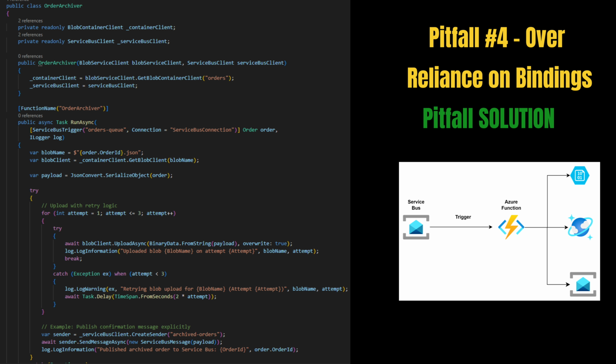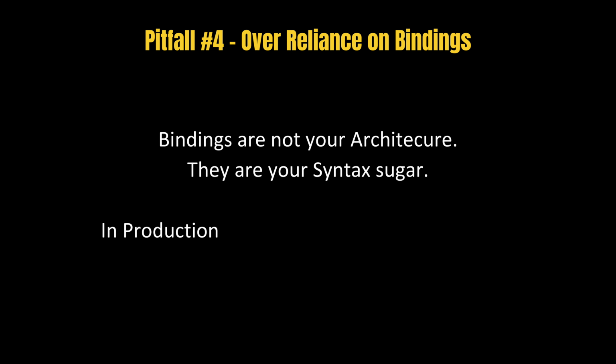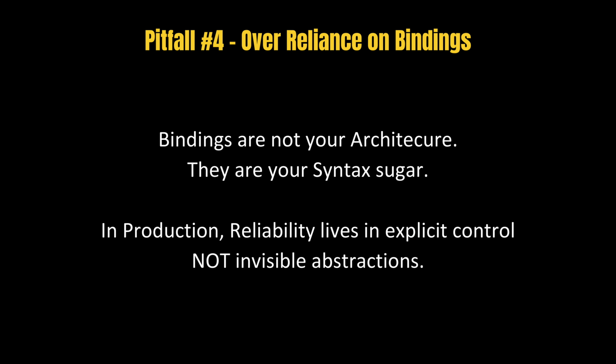So instead of over-relying on the binding itself, we need to take control using the SDKs and write some code to handle this. Bindings are not your architecture. They are your syntax sugar. In production, reliability lives in explicit control, not invisible abstractions. Use bindings for flow, SDKs for control.